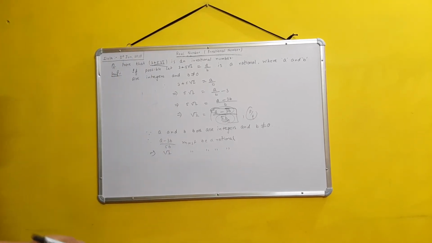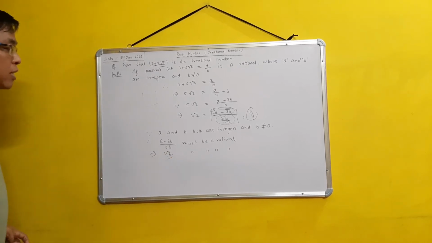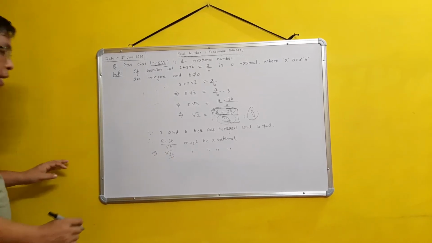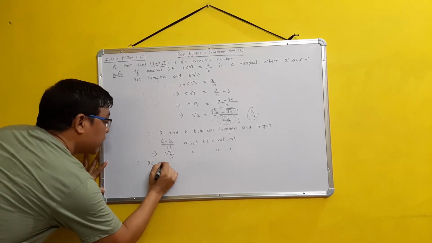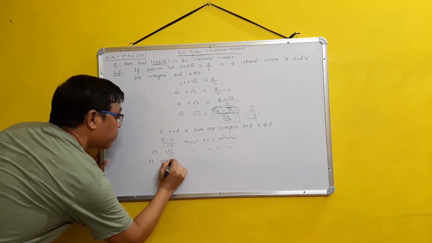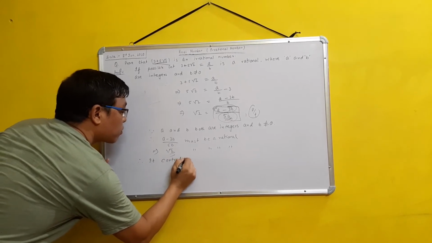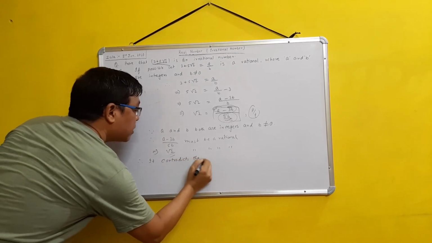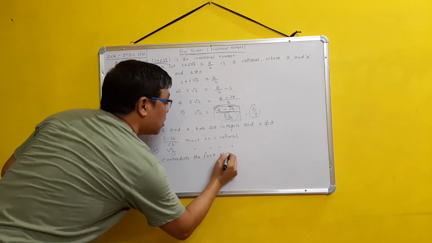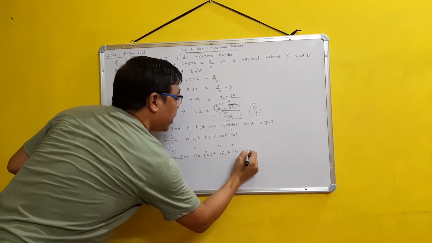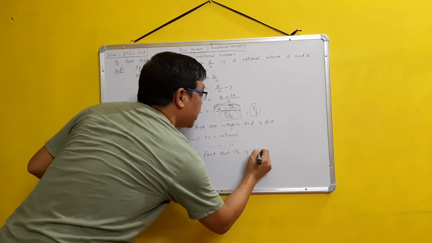Okay, but fact क्या है आपका यहाँ पे, स्क्वायर 2 आपका एक irrational number है. So therefore it contradicts the fact that square root of 2 is an irrational.